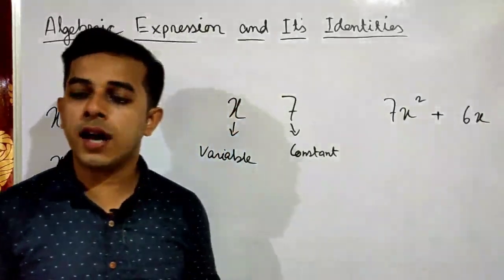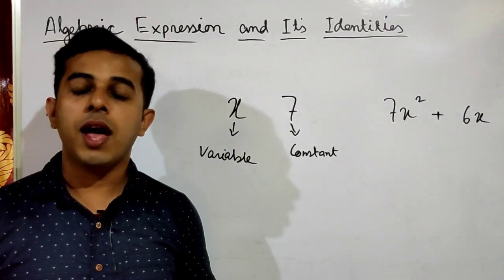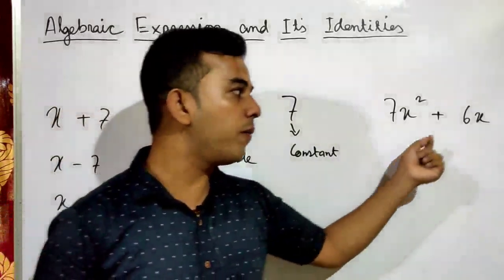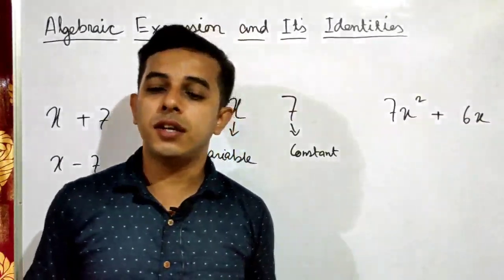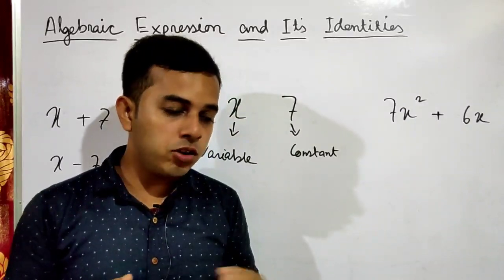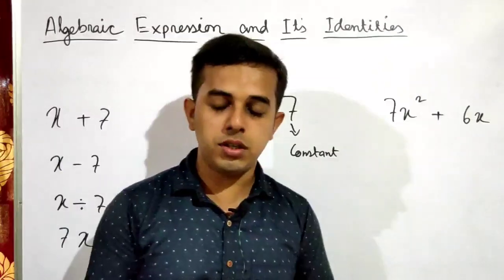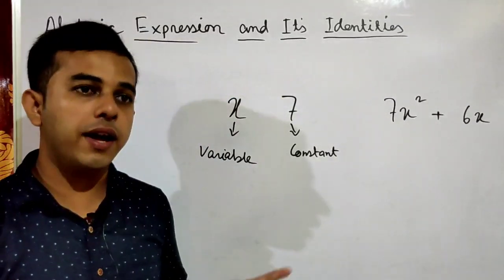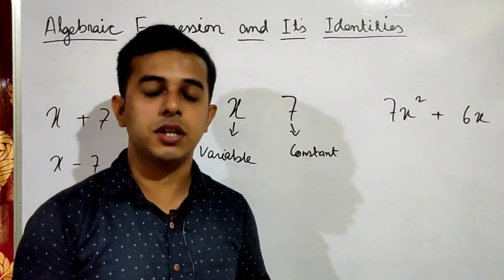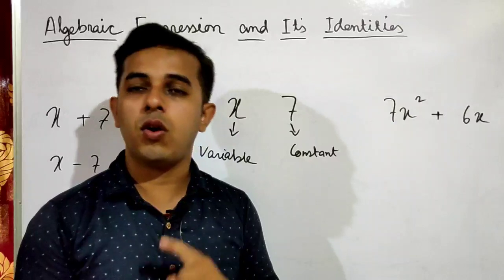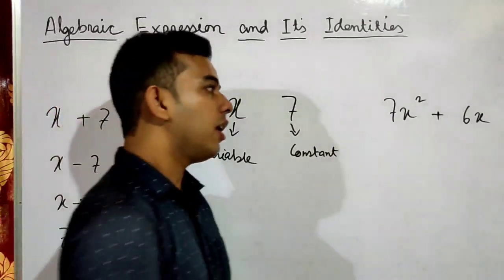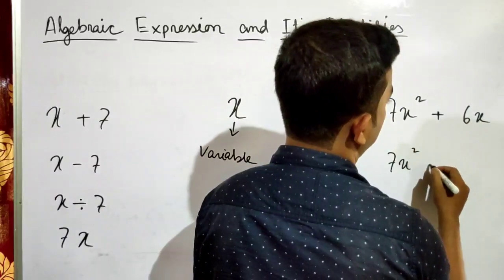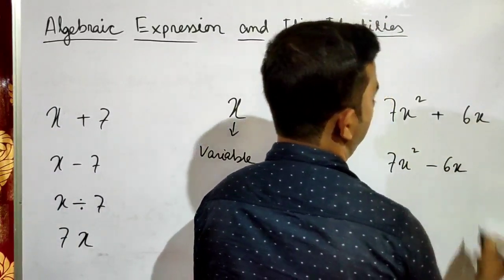Now one term is connected with another term either with a plus sign or a minus sign. Terms cannot be connected with one another with divide or multiply. We can't divide or multiply the terms with each other. Either they will be subtracted or they will be added. Clear? It will look like this, either like this or like that.